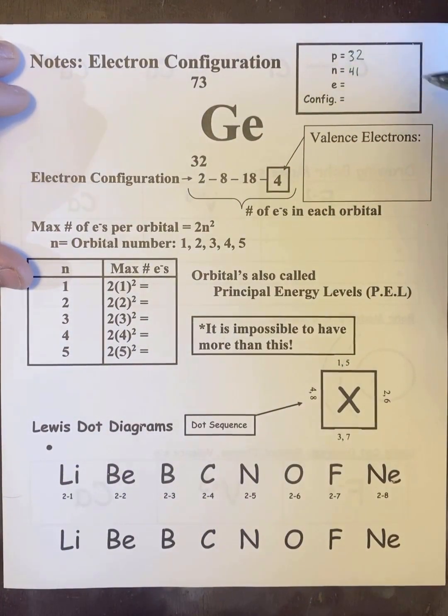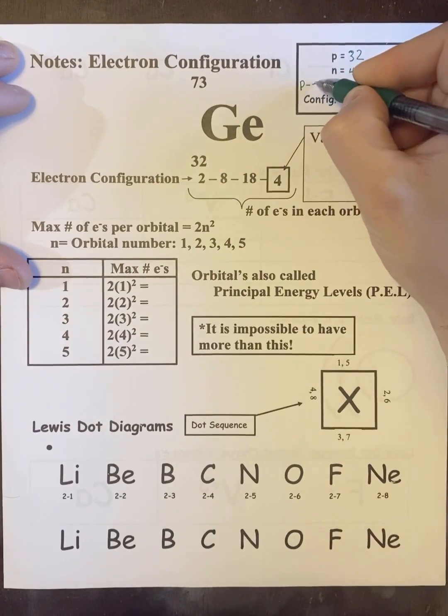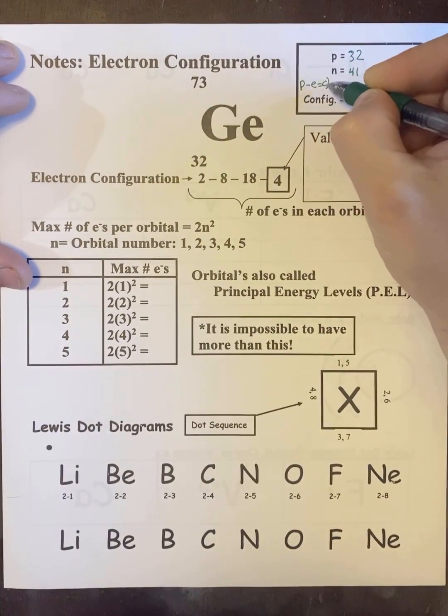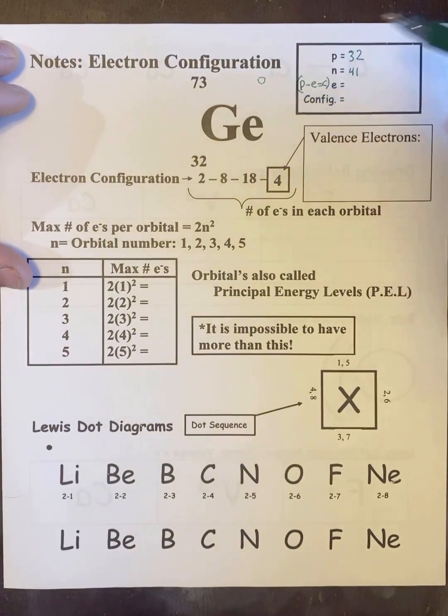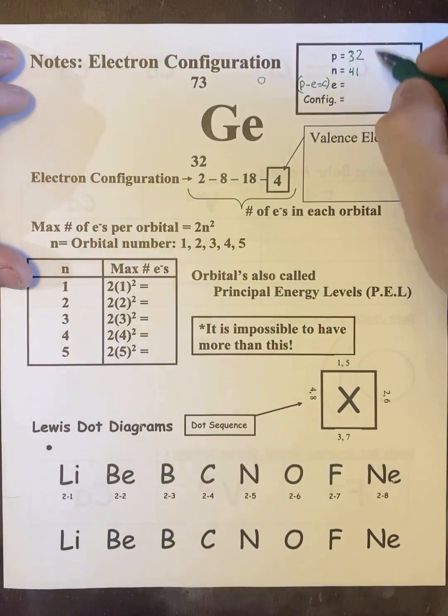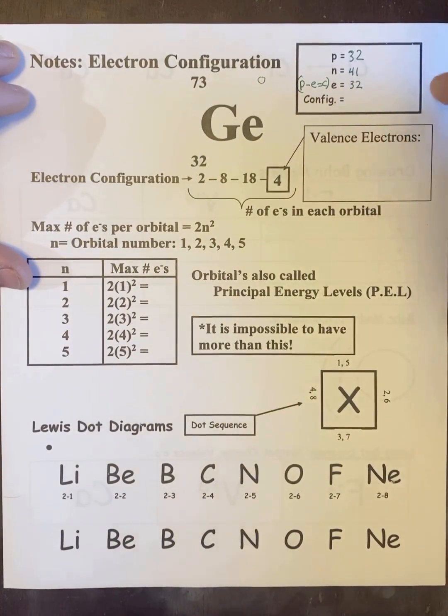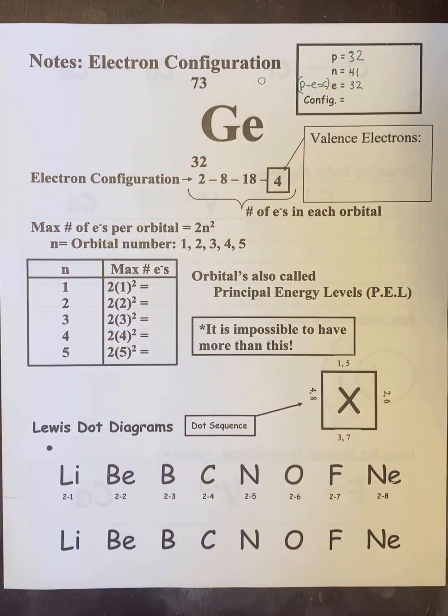And then for electrons, we do P minus E equals C. And so since there is no charge written in, we assume the charge is 0. So 32 minus X equals 0. You get 32 electrons. So that should be old and easy.